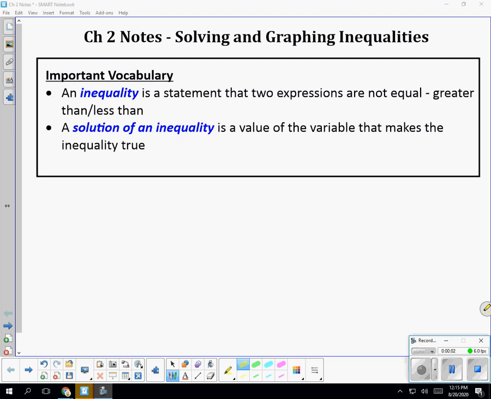Okay, Algebra 1. This is Chapter 2 notes: Solving and Graphing Inequalities. Our important vocabulary. An inequality is a statement where two expressions are not equal. This is where we use greater than or less than symbols. Our second important vocabulary is the solution of an inequality. This is a value of the variable that makes the inequality true.